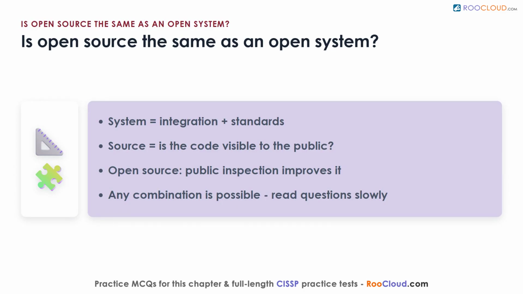Open source code invites public inspection to improve it over time. Closed source code leans on the vendor to fix and revise it. Any combination is possible. A closed source program can run as an open system, and open source code can run as a closed system. Read every question slowly, because these terms sit one word apart.